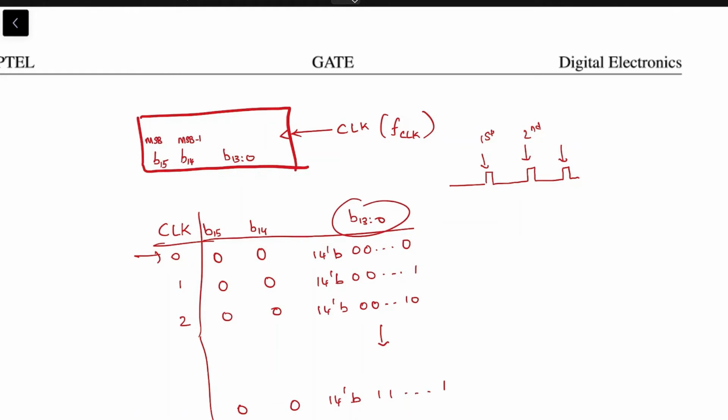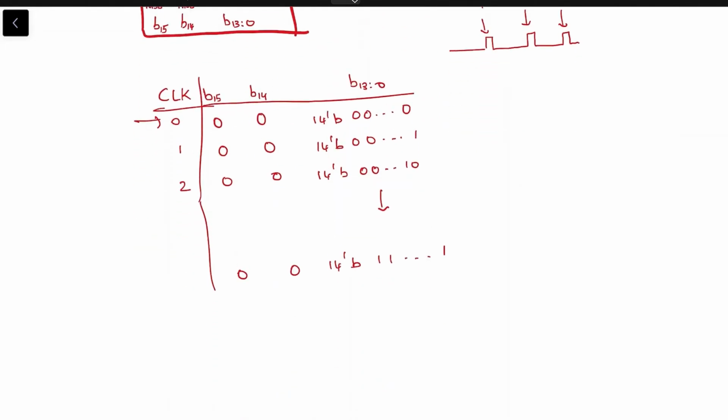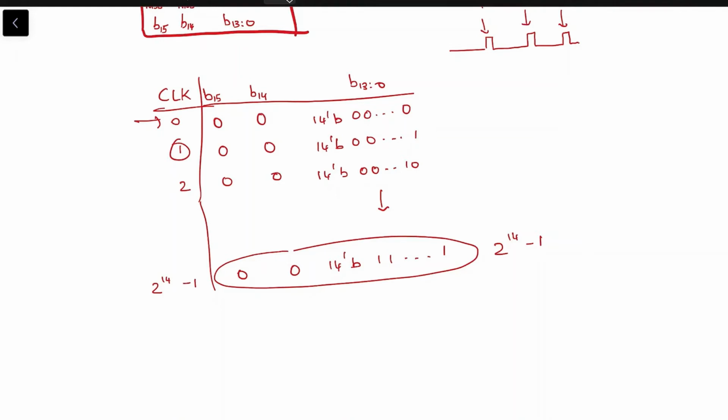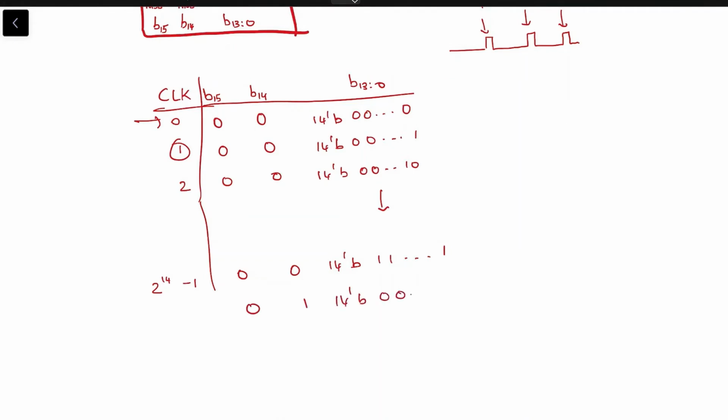You still have the MSB and MSB minus 1 bits, and crucially for the analysis of this problem, quite clearly the count is just the decimal version of this. So the decimal version of this will be 2 power 14 minus 1. So 2 power 14 minus 1 will be the last one for which you have 00, right? And then you will get 01 with 14'b all zeros, right?